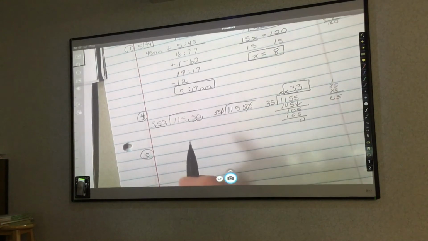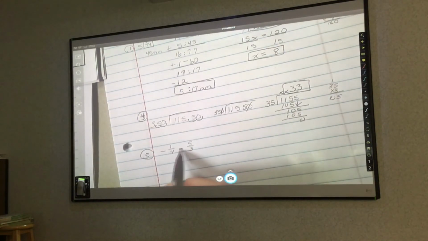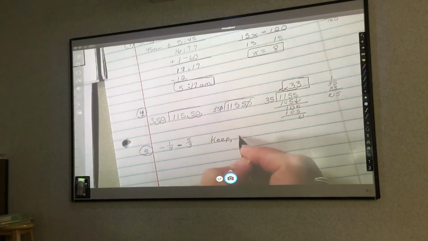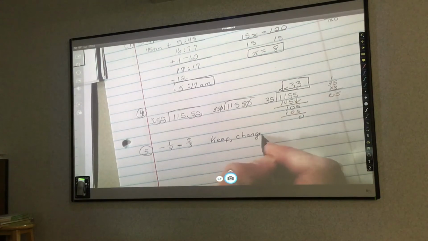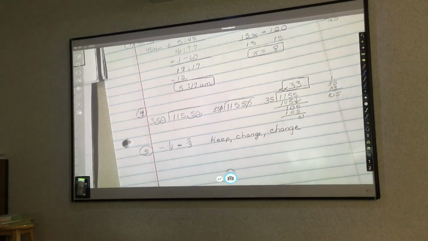Which of the following expressions is equivalent to a negative 1/4 minus 5/3? Last week some of you got confused, I said you can think of the subtraction sign as a negative sign. This is what you need to write down. This is subtracting integers. You're going to write down keep, change. Keep, change. You better write this down.